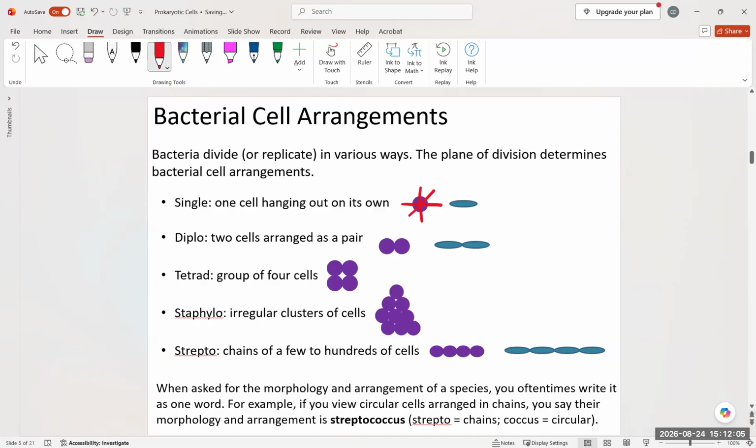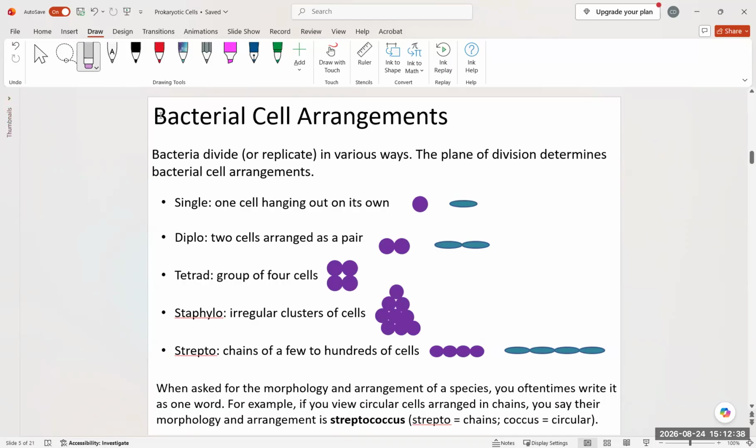And that's all going to come into play when we talk about the different arrangements that a coccus cell can have. Okay, so when it's talking about cellular arrangements, we're looking at how these cells arrange themselves as they divide. As one cell divides into two, that's what's happening there. For both coccus and bacillus cells, they can exist in a single arrangement. That means as a cell divides, it goes and hangs out on its own.